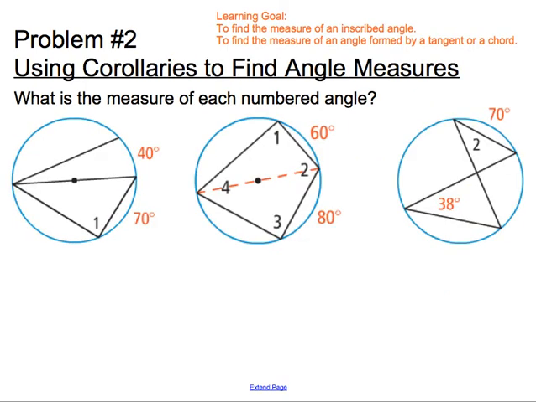So here we have a few problems, and we're asked to use the corollaries to find the measure of each numbered angle. So this first angle on the left, angle number 1. The first thing that I want you to recognize in this type of situation is that angle 1 meets a diameter. So even though we have this 40 and this 70, those are actually completely worthless in this question. The fact that this angle intercepts a diameter is our big clue, and that means that that angle is a right angle.